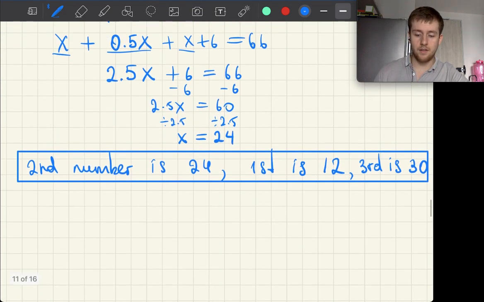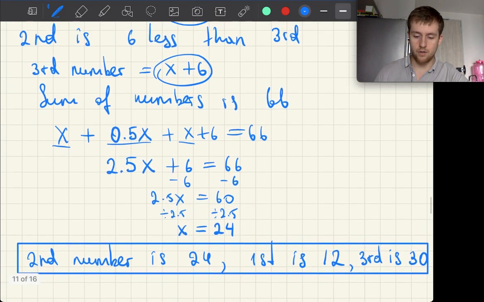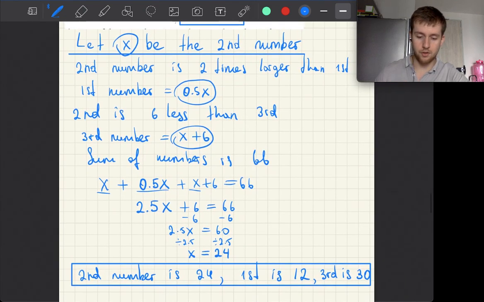Okay, I think that's it for linear equations. I hope this makes sense to you guys.